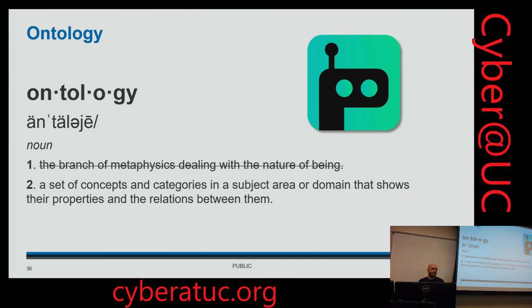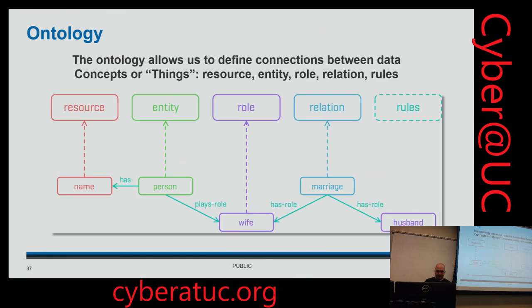Now I'm going to define something completely off the wall here and talk about an ontology, which is definitely not the branch of metaphysics dealing with the nature of being. We're going to go with the second one here, which is the set of concepts and categories in a subject area or domain that shows their properties and the relations between them. So what does that actually mean? An ontology allows us to define connections between data, concepts, or things.